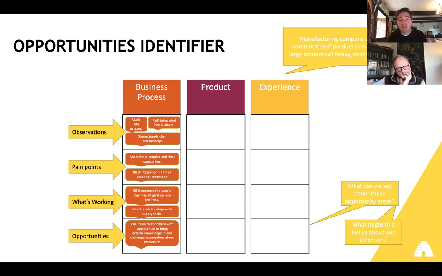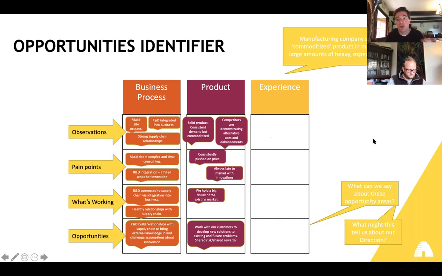So perhaps what we could do as part of our innovation opportunity that might inform our direction is build relationships with our supply chain to bring their external knowledge into our organization and then challenge our assumptions about what innovation would look like in our sector. So you see, we're starting to connect externally, which is a really positive win for innovation. So we'll do the same activity for product.